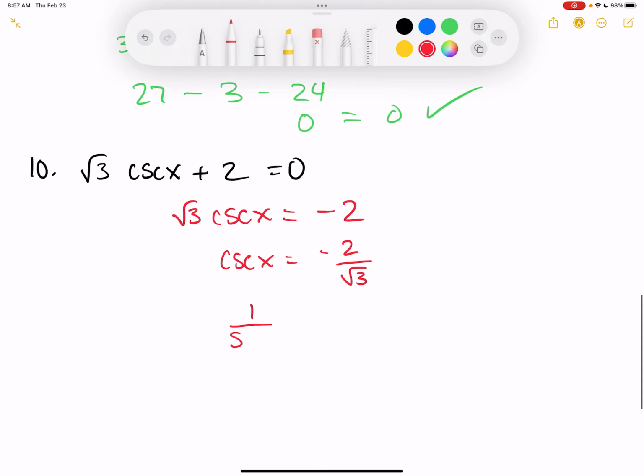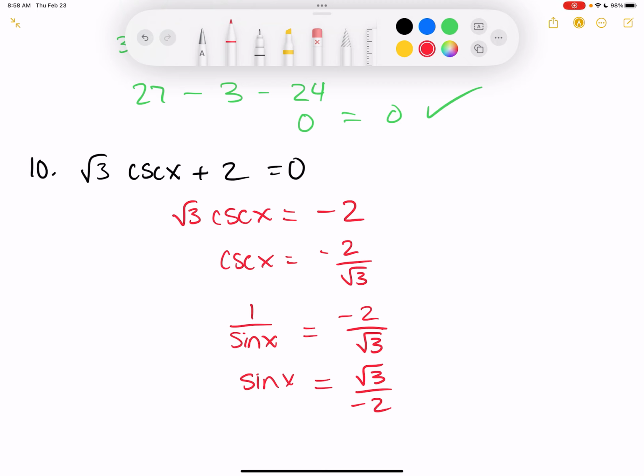See, this is where I'm saying it comes in handy. 1 over sine of x is equal to minus 2 over the square root of 3. I want sine of x on top, though, to solve. So, look, watch this. These are both fractions. They're equal to each other. So I can flip both of them. It'll give me sine of x over 1, but I don't need to write it, is equal to the square root of 3 over negative 2. Do we see what I did? I want to make sure.